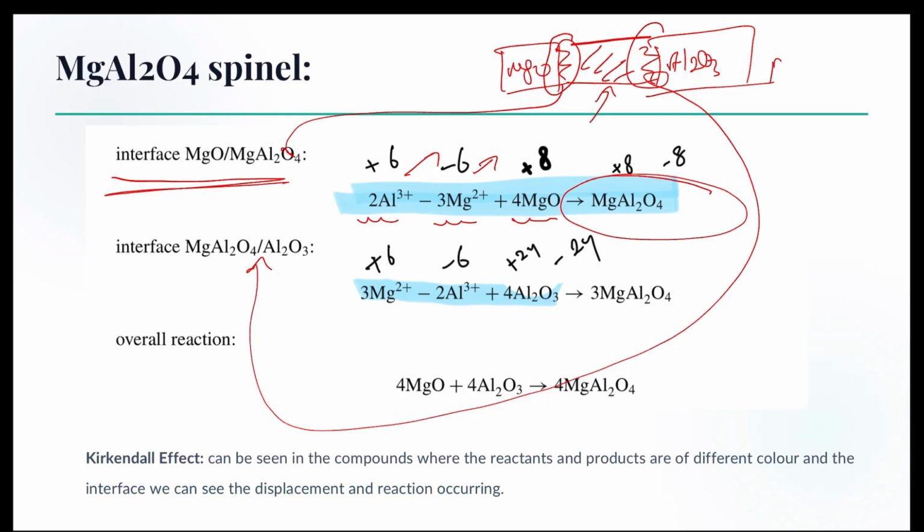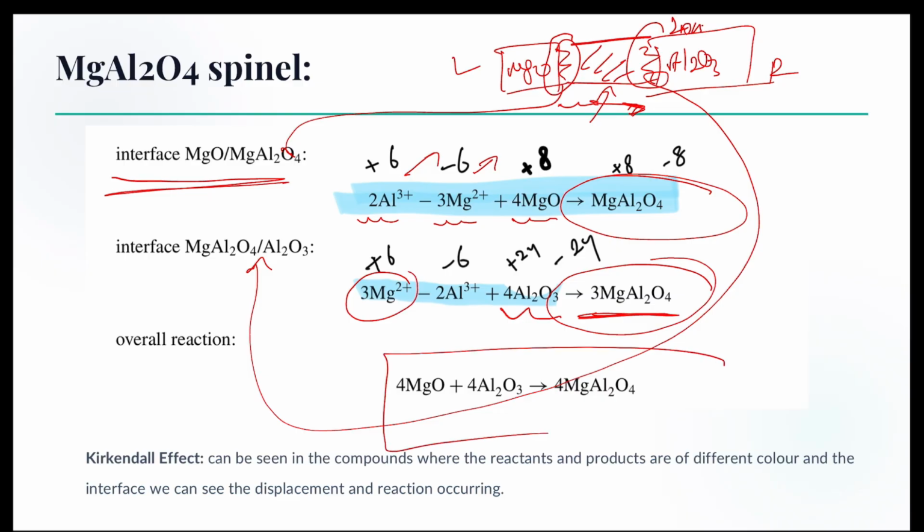Similarly, at the right side interface, our three Mg2+ ions are going to migrate toward the interface. There are going to be some two Al3+ ions at this interface, and Al2O3 is also present at the interface, and together they are going to form three equivalents of the product spinel.